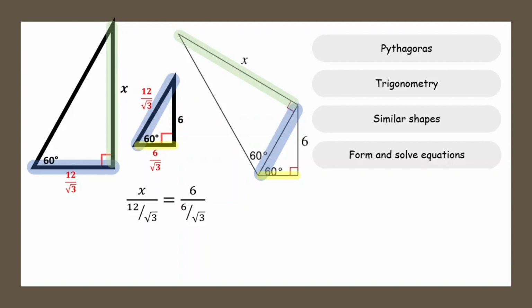As I said before, these two surd terms have a direct link. 12 over root 3 is twice the size of 6 over root 3. I'm going to rewrite the second fraction by doubling the top and doubling the bottom, multiplying by 2 in the numerator and 2 in the denominator. Now that these two have a common denominator, I can see quite easily that x must equal 12. X equals 12.